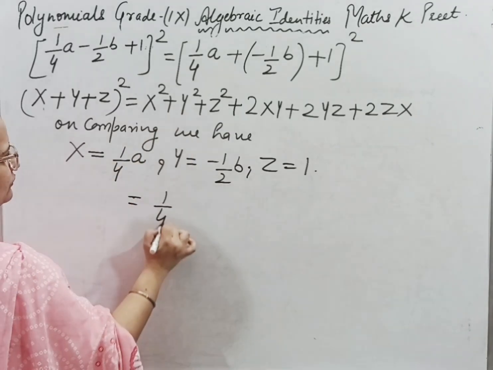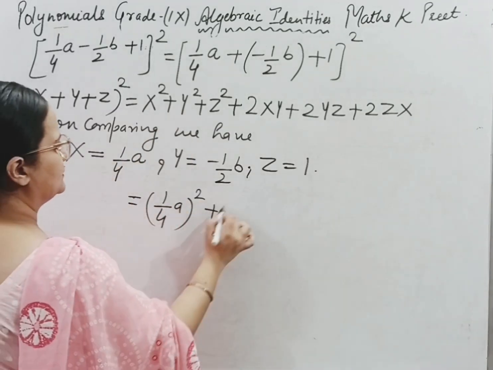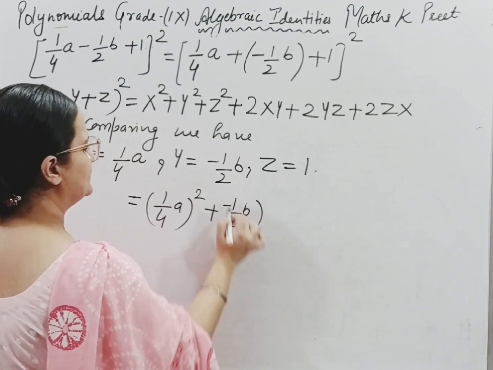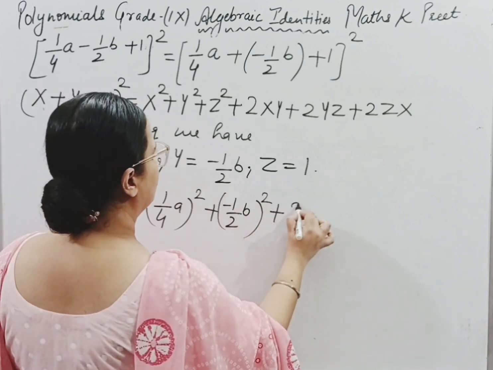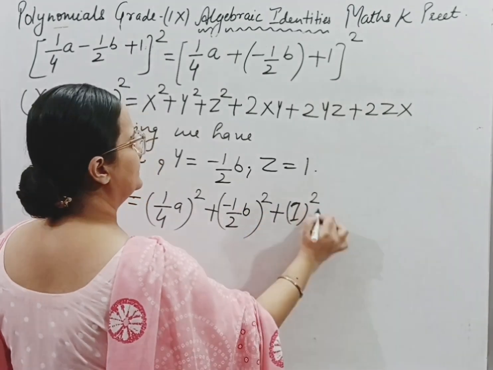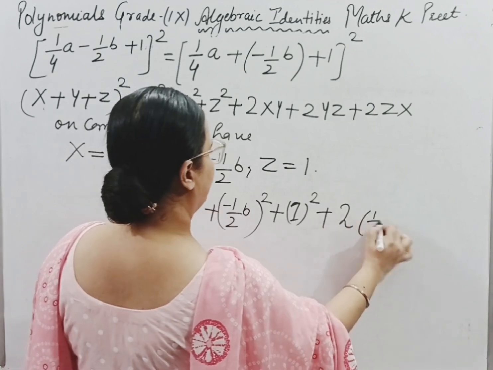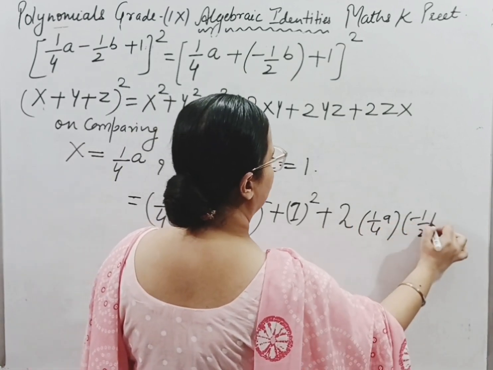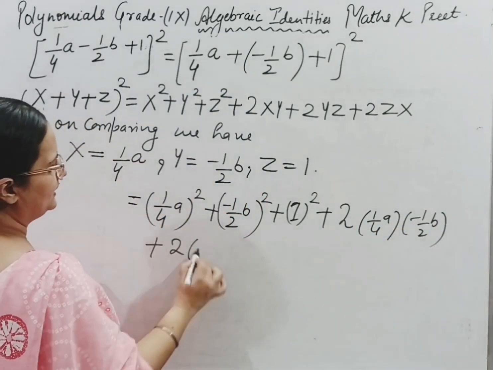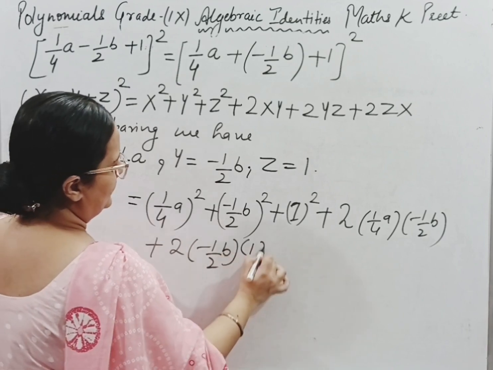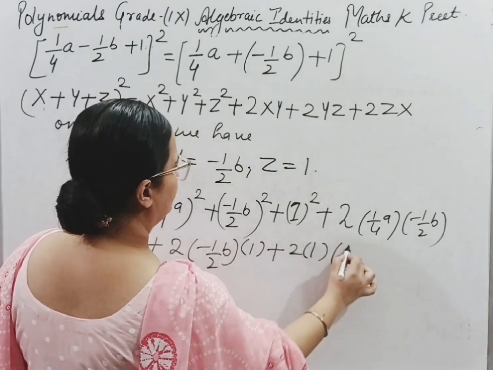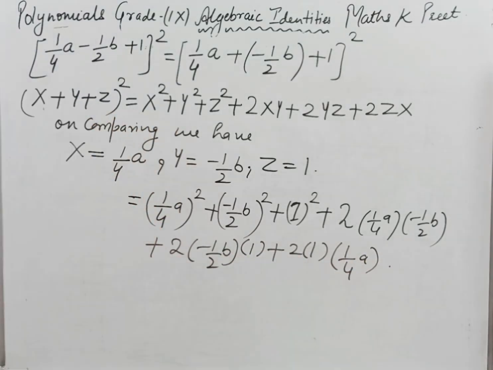So I can write it as (1/4 a) whole square plus (-1/2 b) whole square plus 1 whole square, plus 2 times capital X and capital Y, plus 2 times capital Y, capital Z, and I'm just putting in the values, 2 times Z and capital X. So these were the first 5 identities. We'll see you in the next video.